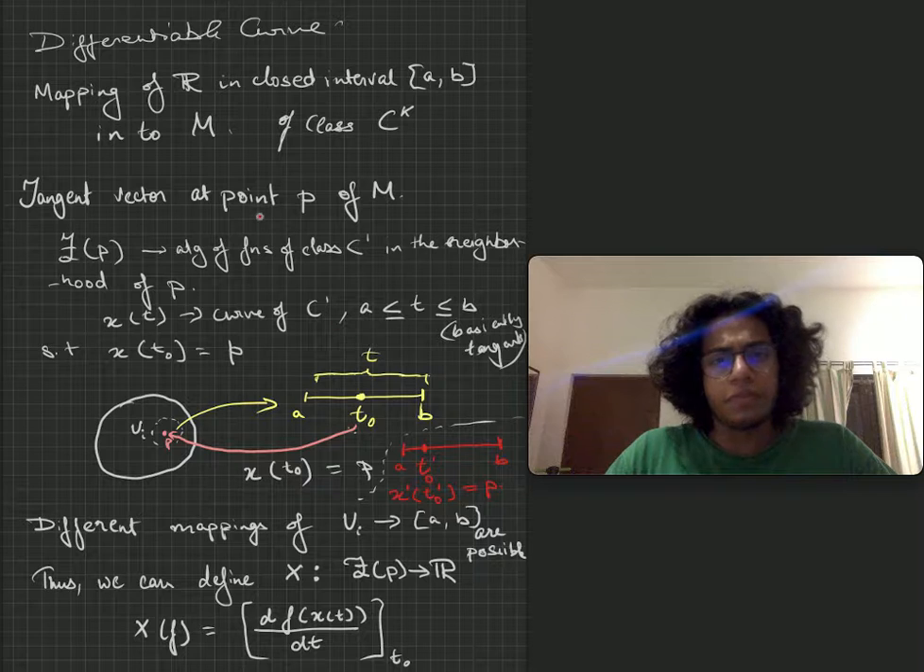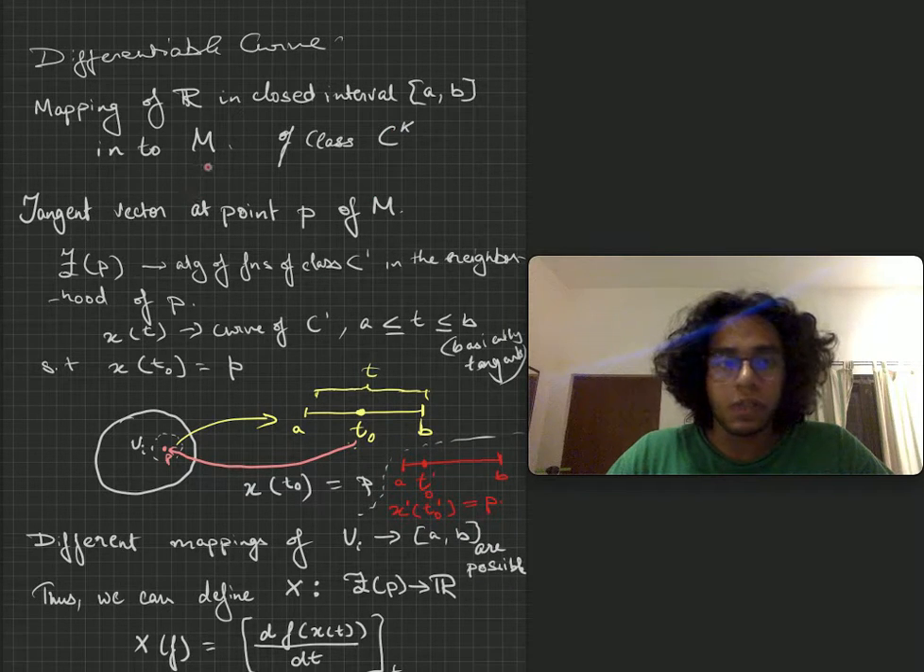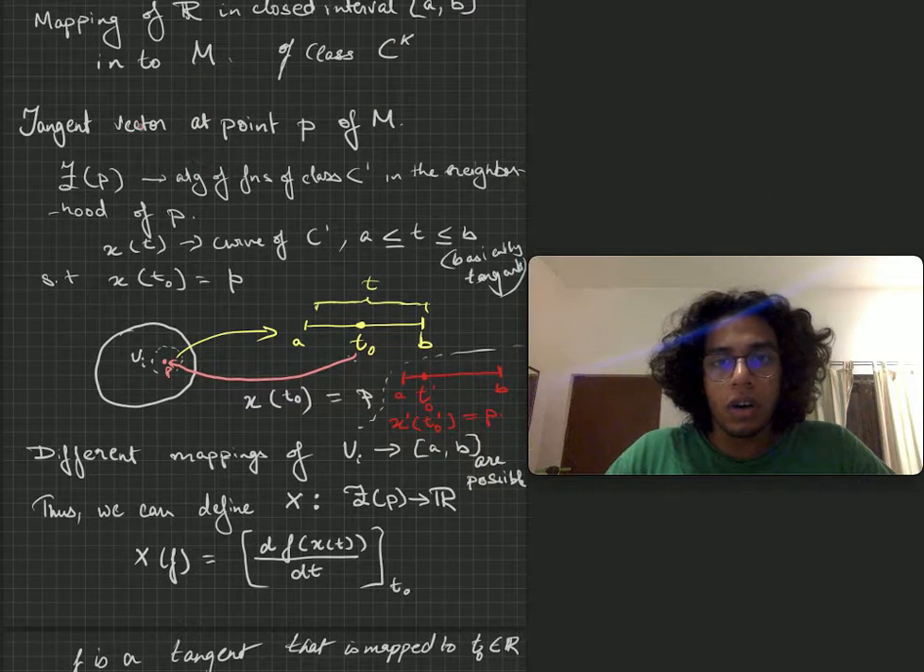Okay. Fine. So what is a differentiable curve? A differentiable curve is a mapping of R in a closed interval into M. So you are taking some manifold M, and then you are mapping it onto the real space. Now, going on to a tangent vector at a point P of M, right? So this is what is interesting.